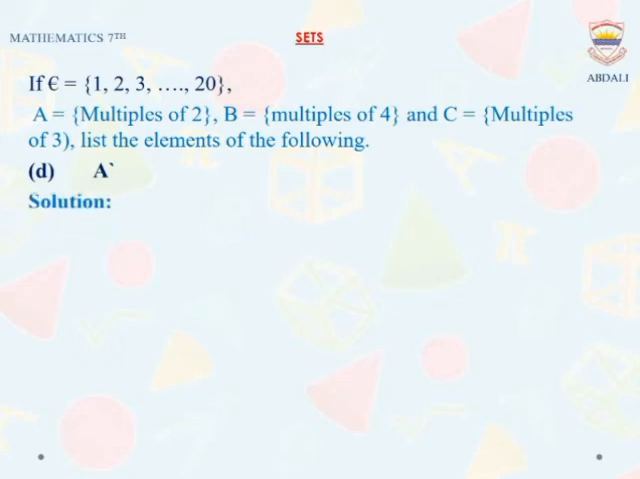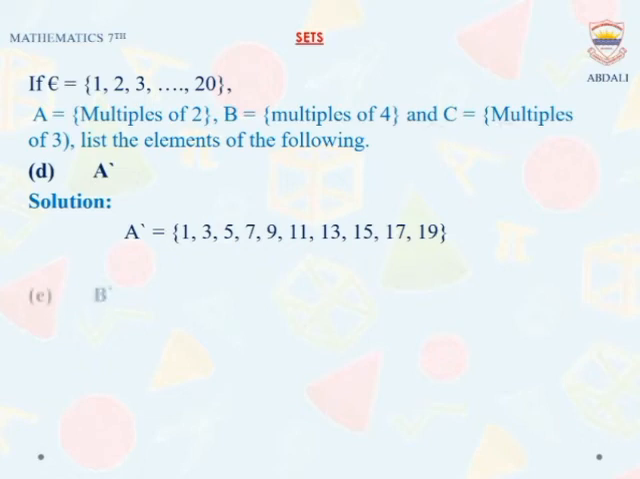So let's start its solution. In set A we have multiples of 2. So all the other elements other than multiples of 2 will be contained in A prime. So it will be all odd numbers. From 1 to 20, it will contain 1, 3, 5, 7, 9, 11, 13, 15, 17 and 19.